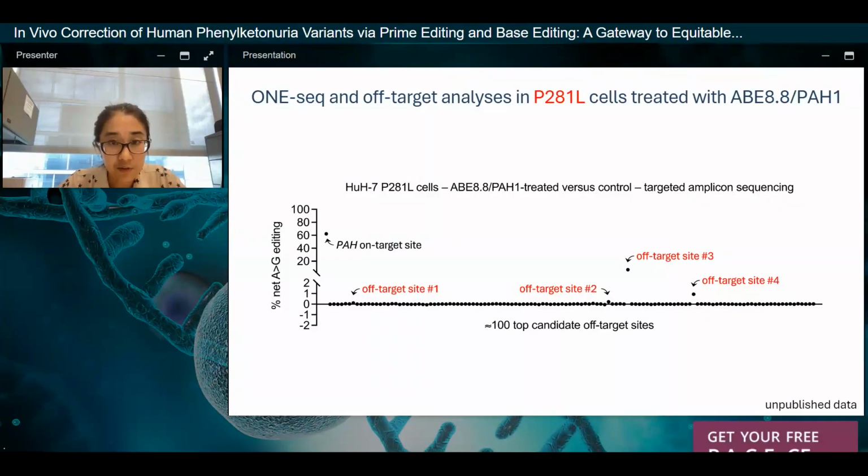To assess the off-target profile of our P281L treatment, we performed ONE-seq and then checked the top 100 candidates nominated by ONE-seq in the homozygous cells treated with the editor and the guide RNA. As you can see, there are 4 low off-target sites identified by amplicon sequencing. Although none of those off-target sites appear to be of biological significance, ideally, we would like to completely eliminate all of the off-target editing.